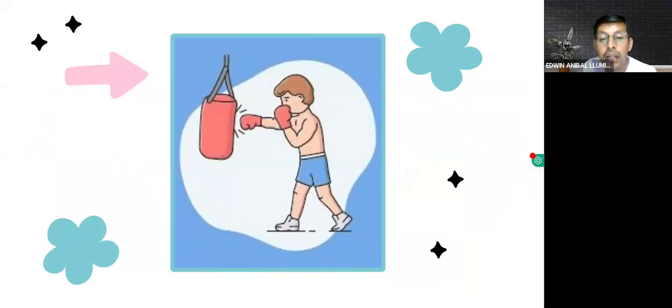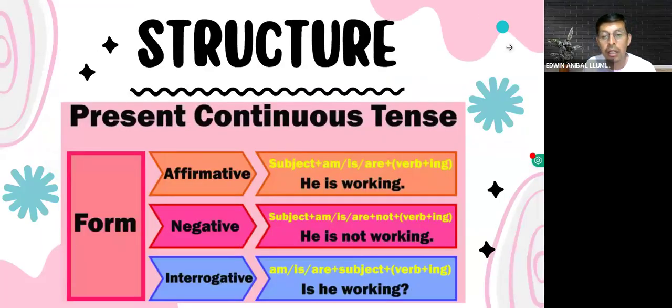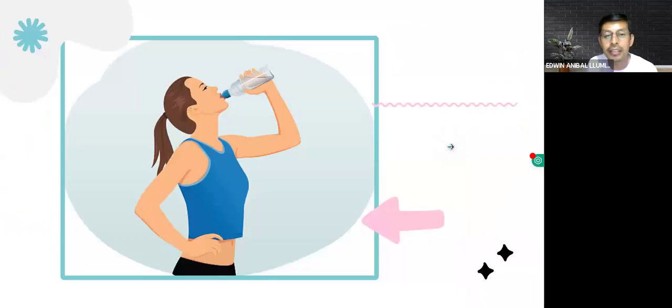The previous slide, please. So for the present continuous, we can use the structure subject plus verb to be plus the verb at the end in ing. So the next slide, please. The next slide, please. Yeah, only that.